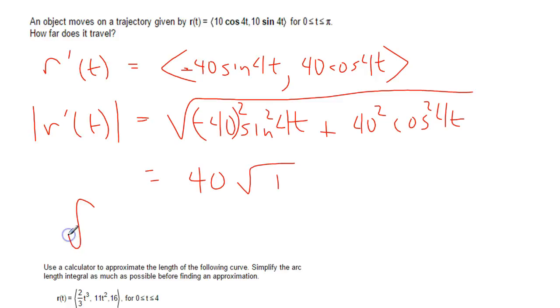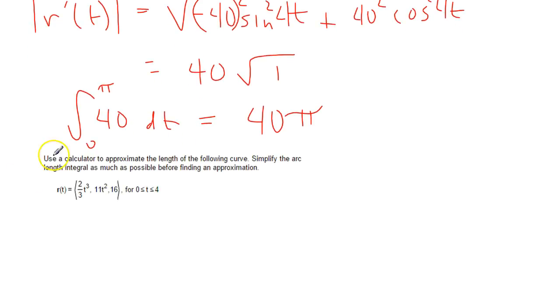So 40 from 0 to pi dt is just going to be 40 pi. Alright, you get 40t, pi goes in, 0 goes in, so you end up with 40 pi. Alright, that's how much that thing travels. And then the same thing here.